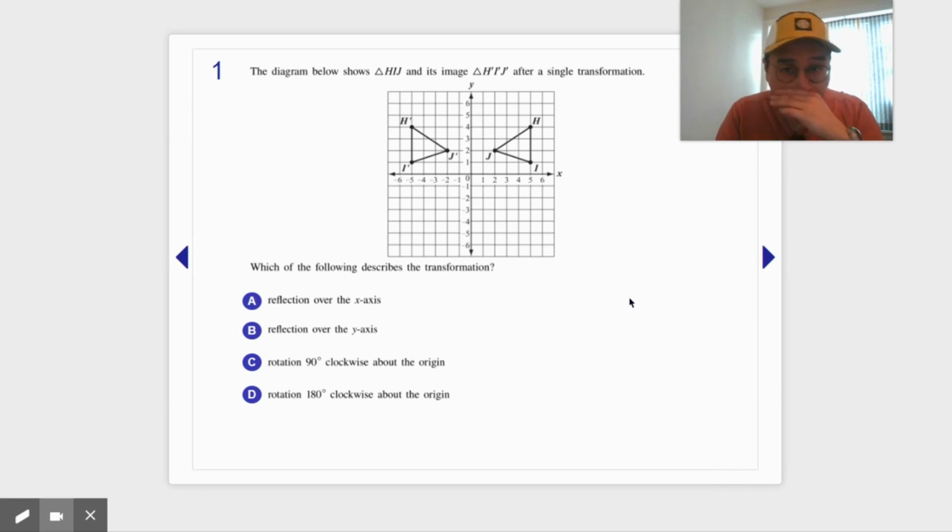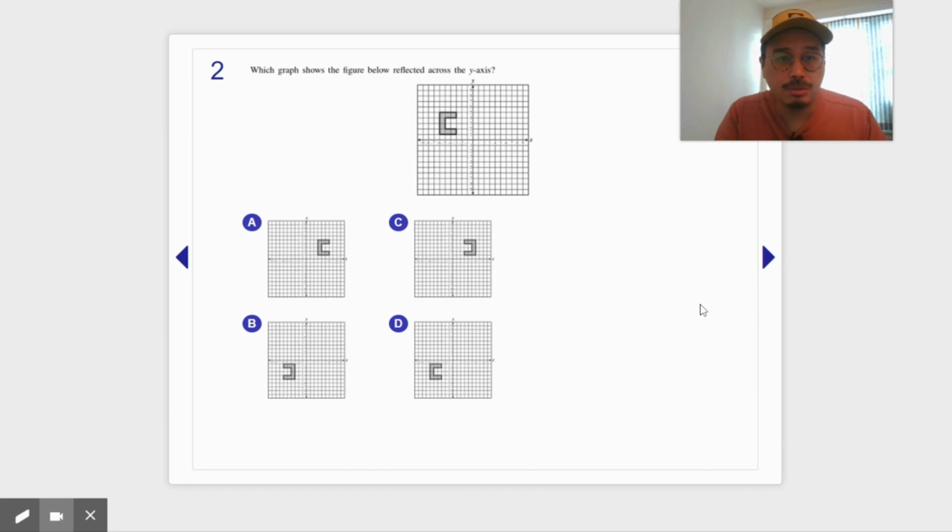Okay. All right. So the diagram below shows HIJ right here. And then it went from here to here. So what's the transformation? It went from here to here. What's the transformation? Yeah, reflection across the y-axis. Which graph below shows this across the y-axis?